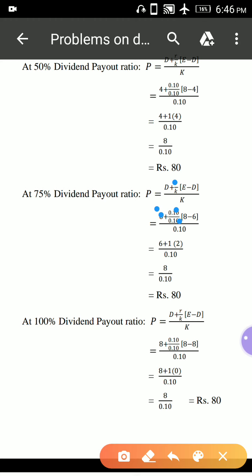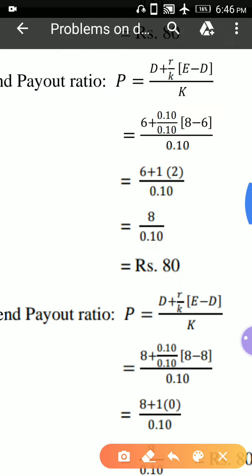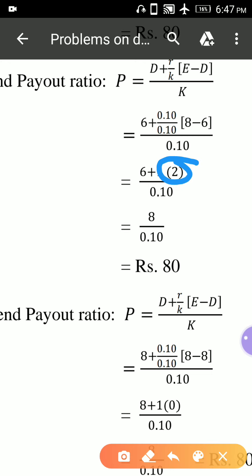And next at 75%, here the dividend will be 6 plus R 0.10 divided by K 0.10 into (E 8 minus D 6) divided by 0.10. So 0.10 divided by 0.10 means 1 into (8 minus 6), which is 2. Now 2 into 1, first we have to make this one, 2 into 1 is 2. 2 plus 6 is 8. 8 divided by 0.10 is equal to 80.